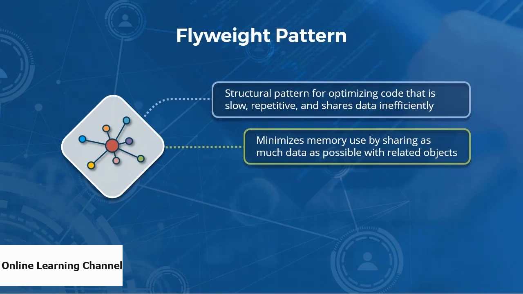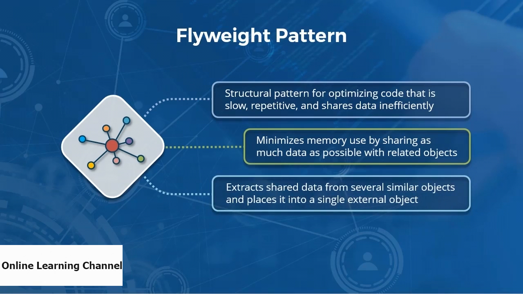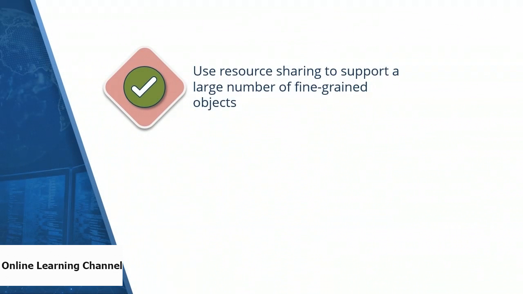So you have several objects that are similar to one another. There might be some portion of their data that they can share with one another, and that's what the flyweight pattern seeks to do. When you apply the flyweight pattern, you'll examine your objects carefully to see which portion of the data is shared and which portion is specific to that particular object. You'll then extract the shared data from several similar objects and place it into a single external object which all of the other objects can now reference. In the flyweight pattern, you use resource sharing to support a large number of fine grained objects.